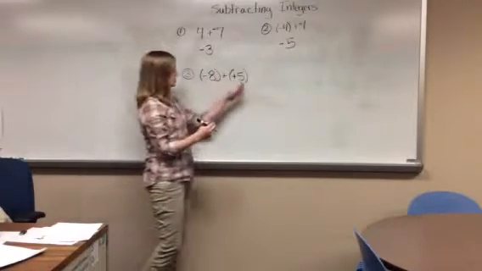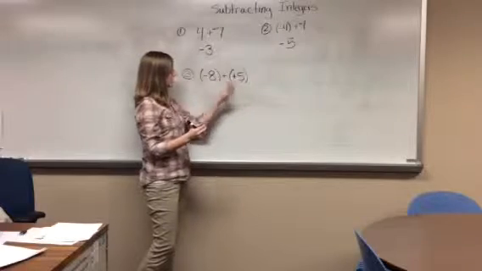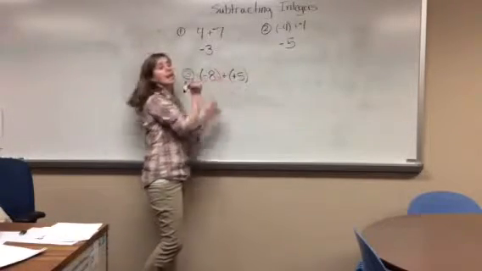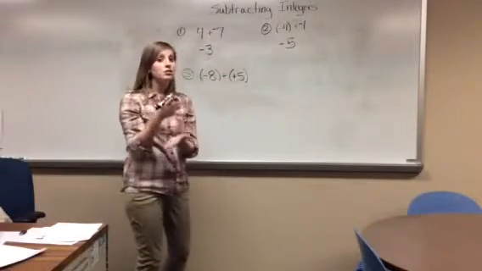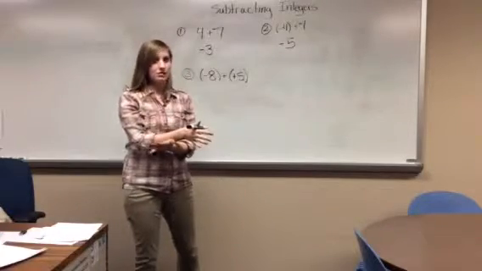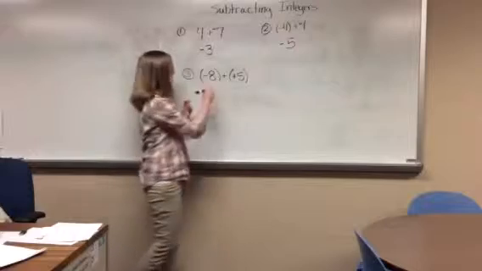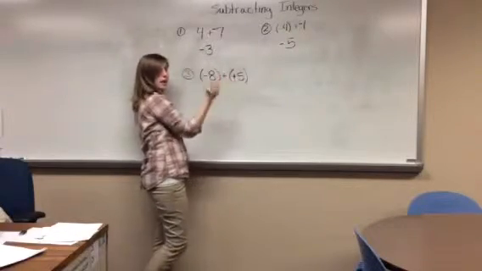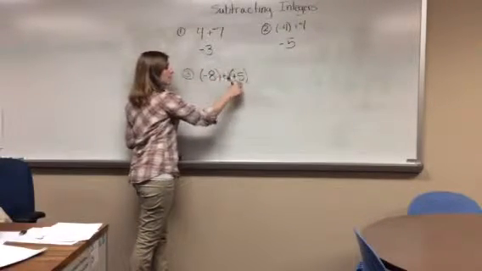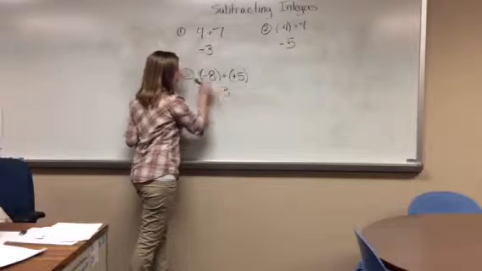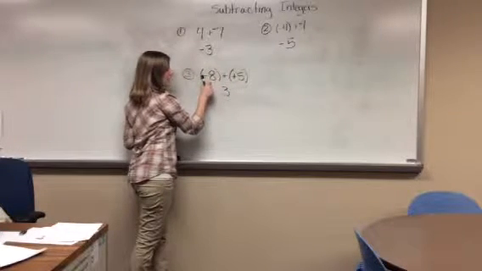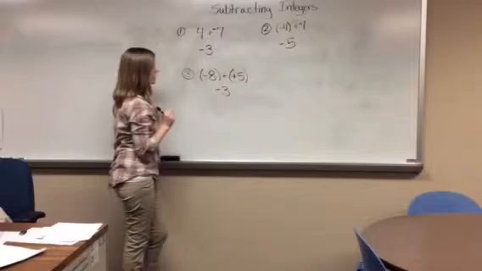Now that I've changed this to addition, I follow the rules that tell me if the signs are different, and the signs have to be different after you change them, not from the beginning. Okay, the beginning problem no longer exists. This is my new problem. The signs are different now, so that means I subtract. 8 minus 5 is 3. Keep the sign of the bigger number. 8 is bigger, so this is a negative 3.